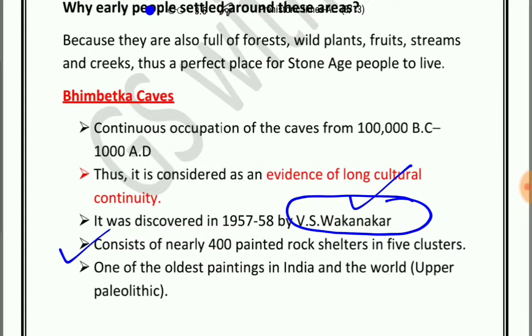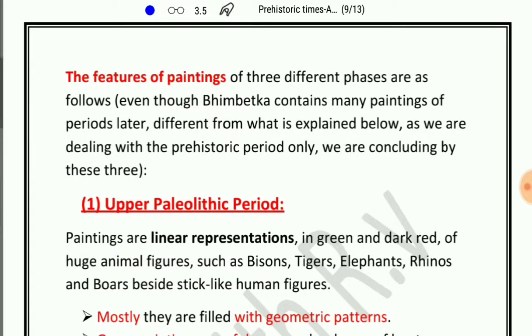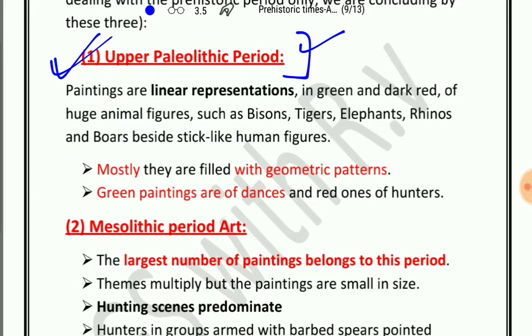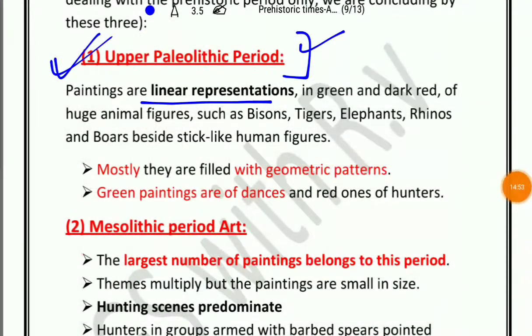It also contains one of the oldest paintings in India and the world, which is of the Upper Paleolithic period. The features of the paintings of 3 different phases are as follows. The first phase is the Upper Paleolithic period. In the Upper Paleolithic period, the paintings are linear representations, mainly in colors like green and dark red, of huge animal figures such as bison, tigers, elephants and rhinos.